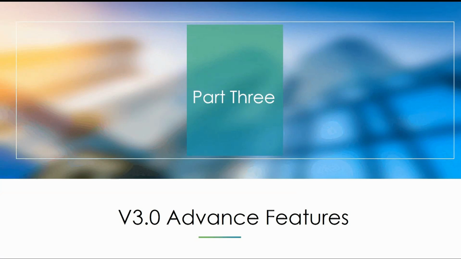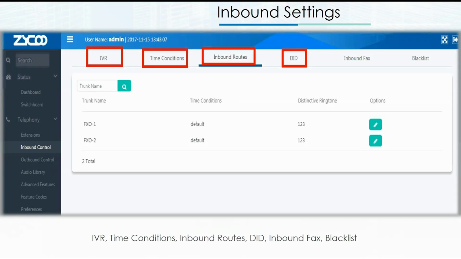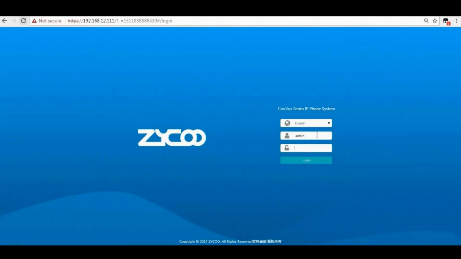Part 3. So let's have a look at some of the advanced features available in CoolVox. First, inbound settings. Within the GUI, in the inbound control section, you can set IVR, time conditions, inbound routes, DID, inbound fax, and blacklist. I'll give you a demonstration of some of these features.